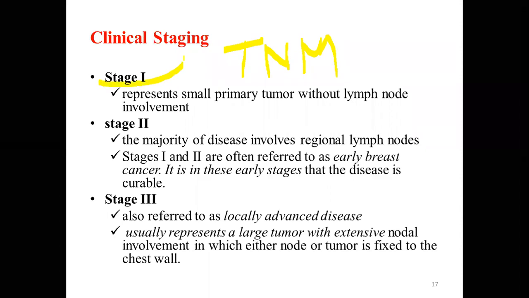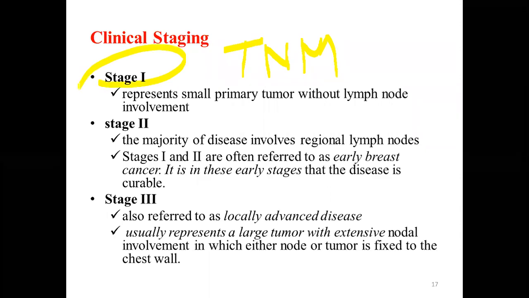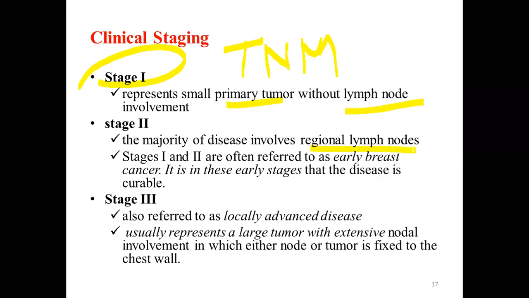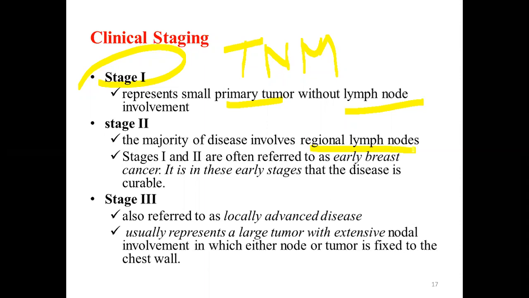So when you say stage 1, it usually represents a small primary tumor without lymph node involvement. So in stage 1, it is only within the breast. But in stage 2, the disease involves regional lymph nodes. Generally, stage 1 and stage 2 breast cancers are known as early stage breast cancer, and the possibility of cure is very, very high.